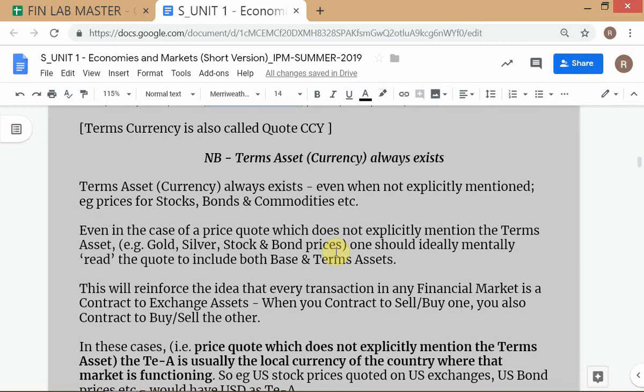Remember that our definition of a market is a venue for exchanging two assets. So there have to always be two assets in a market. It's just that in the non-currency markets, the quoting convention is such that we don't mention the terms currency. But that doesn't mean that the terms currency doesn't exist. It's always there, because in any market you're exchanging two assets. If the quoting convention doesn't mention the terms currency in the non-currency markets, is everyone clear? The terms currency always exists. You have to be able to figure it out.